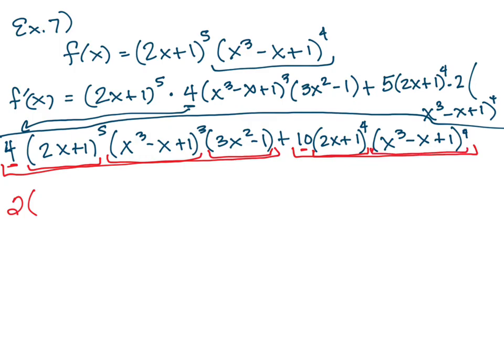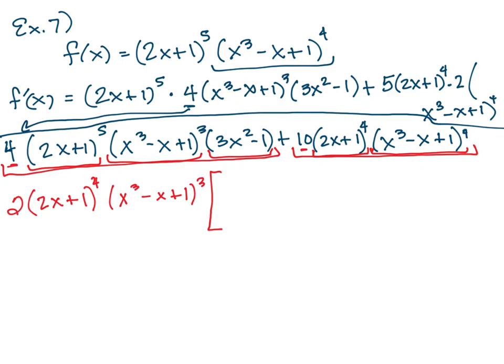They also both have what else? The 2x plus 1. How many do both of them have as far as the 2x plus 1? What's the most that both have in common? 4. So we're going to pull 2x plus 1 to the 4th. They both also have x cubed minus x plus 1. How many do they both have of those? 3. So now, what's left from the first term?